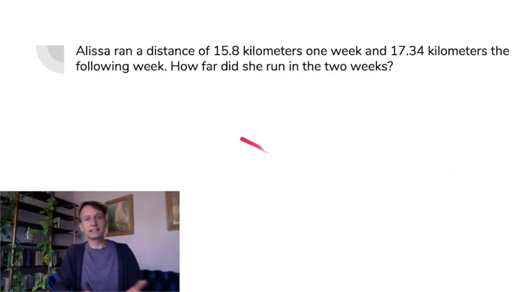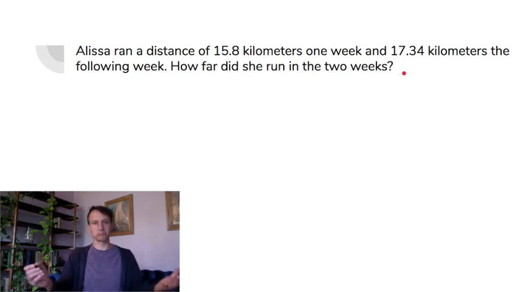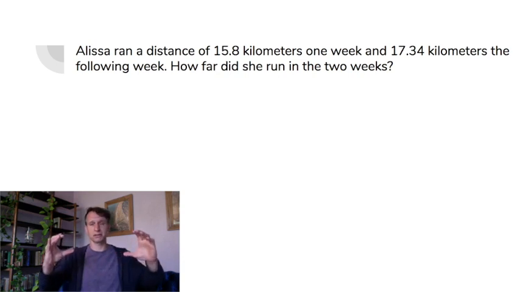Here we go. Alissa is running a distance of 15 8/10 kilometers one week and 17 34/100 kilometers the following week. So how far did she run in 2 weeks? Oh, okay, so kind of like barrel A, barrel B, we have a little bit more of a story here. She's running, and that's actually a decent amount of running to do in a week. We're going to put the 2 weeks together.